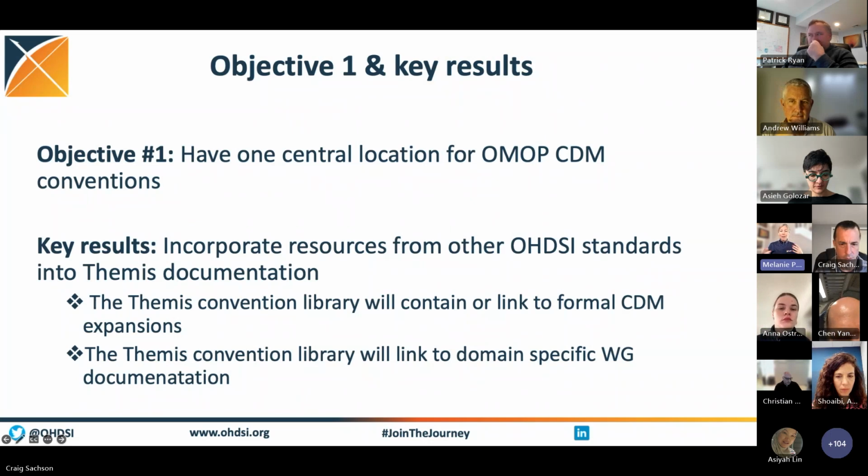So we have dozens of work groups. We heard from many of them today. A lot of folks are building out expansions or specific conventions for domain-specific work groups. And so we want to make sure that all this is housed in one location and it's easily findable for everybody. So that is goal number one, is to either bring these into the Themis convention library or link out to them so they're available for all.